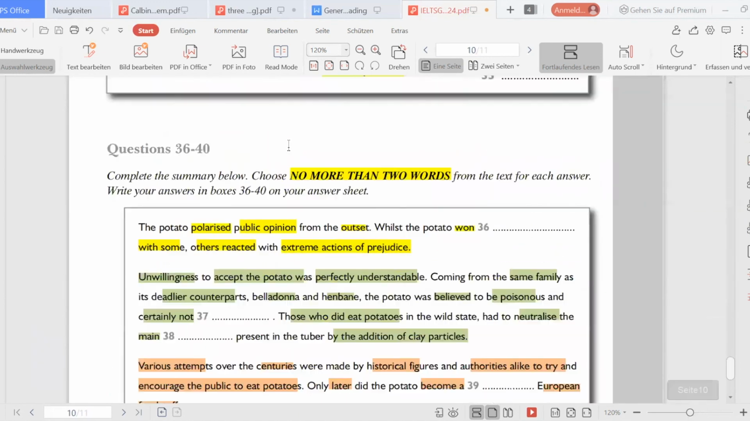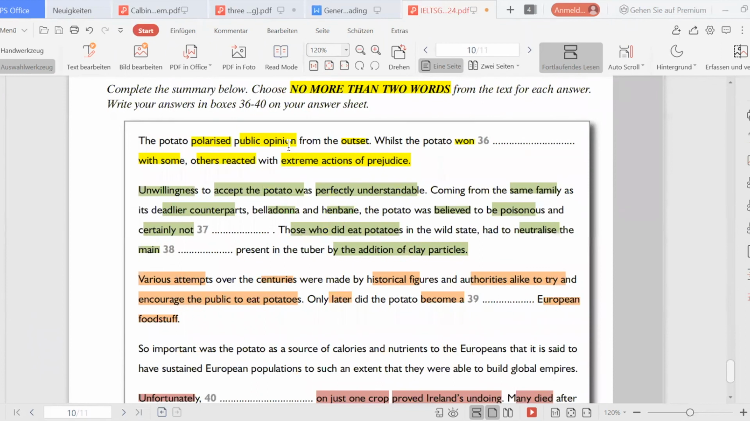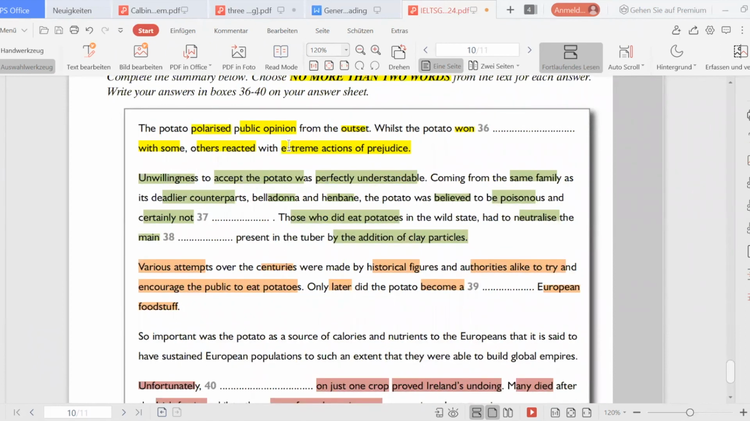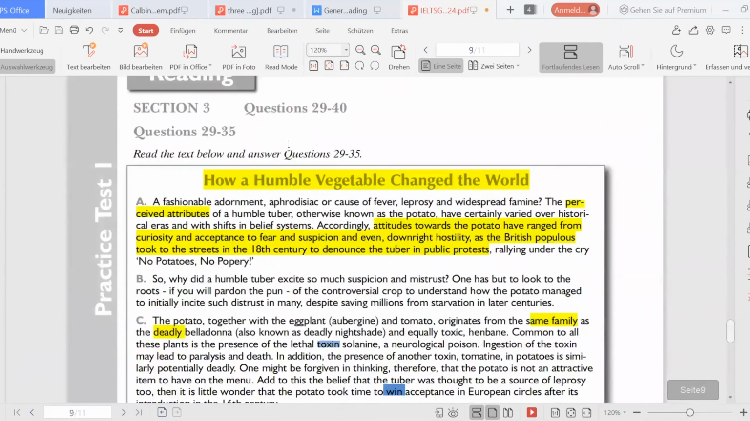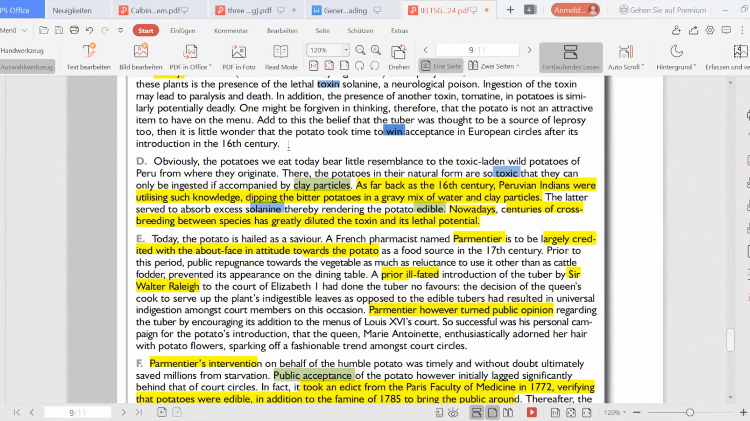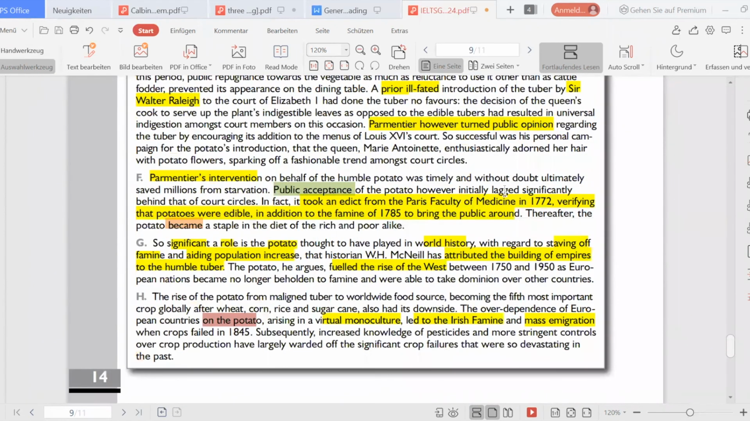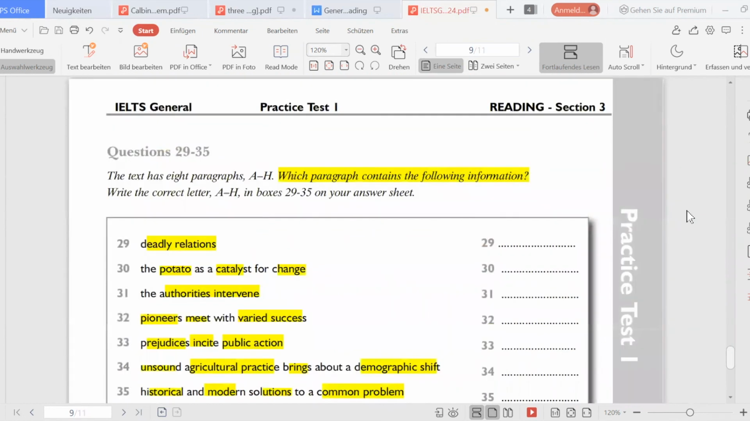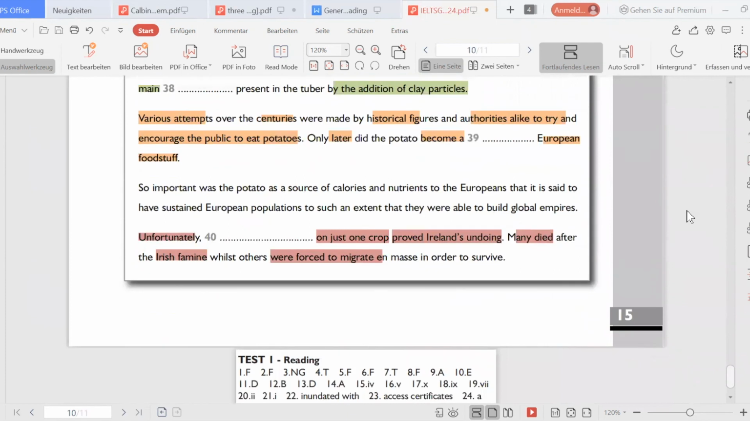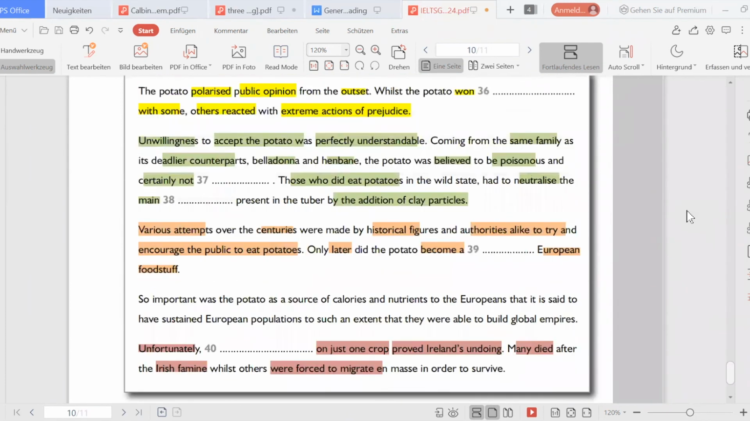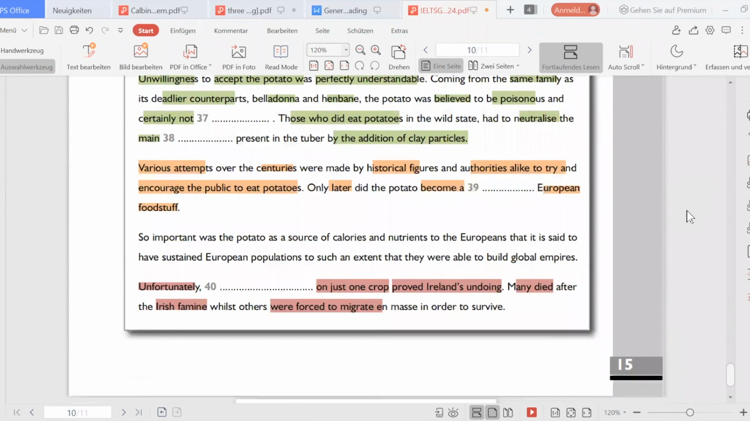39: only later did the potato become a dash European foodstuff. The answer is staple, and that is here. Thereafter, the potato became a staple in the diet of the rich and poor, talking about Europe. I try to use different colors to point me in the right direction, but sometimes the colors are so many I can't figure them out.